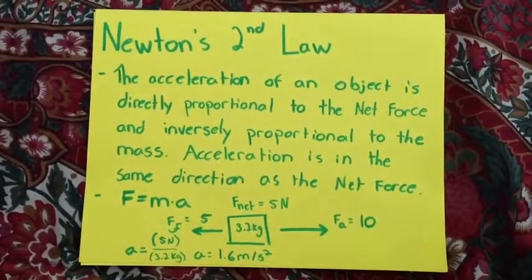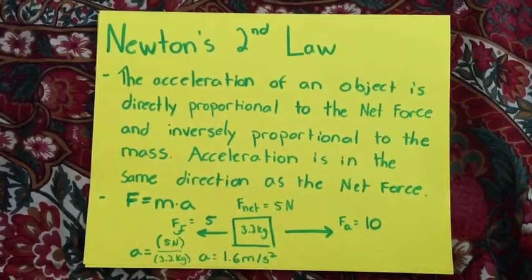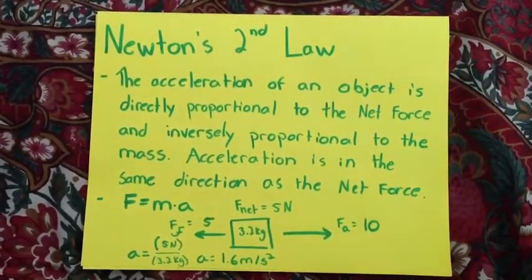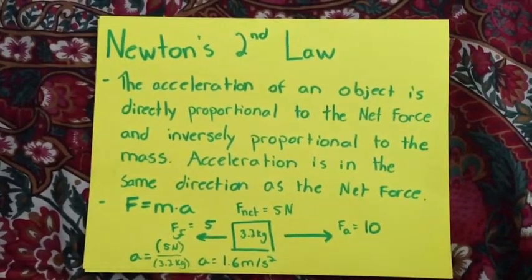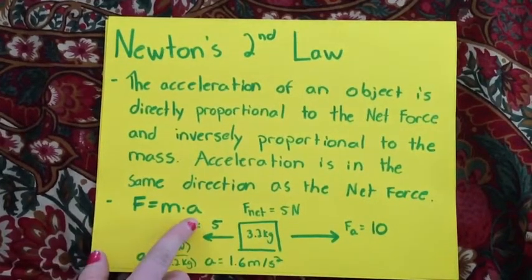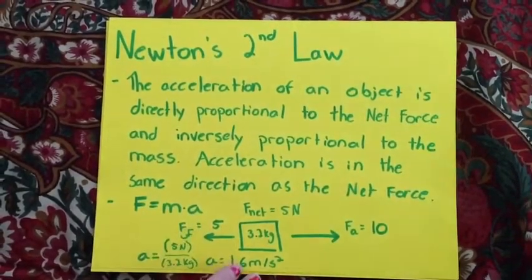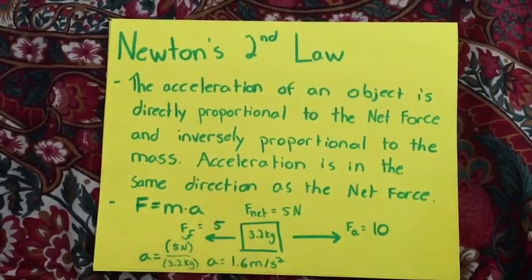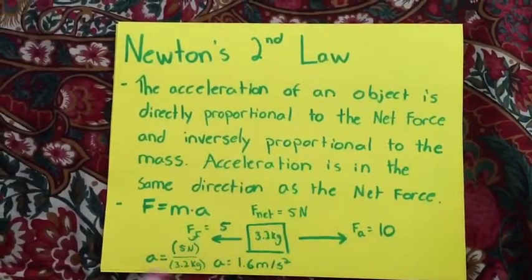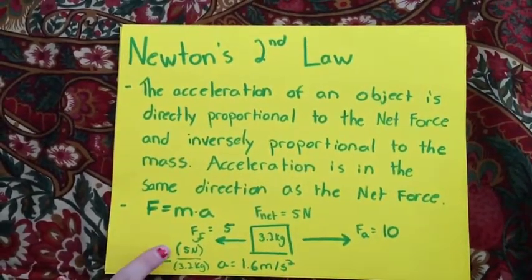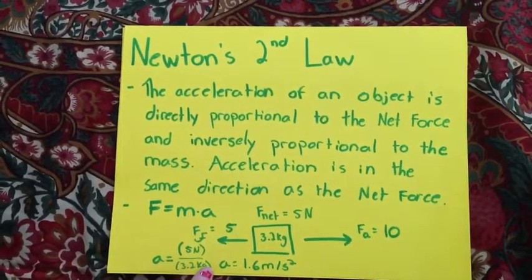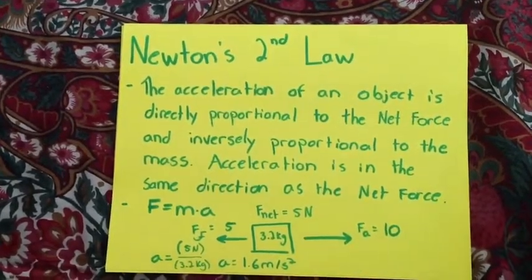Newton's second law. The acceleration of an object is directly proportional to the net force and inversely proportional to the mass. Acceleration is in the same direction as the net force. This is shown by the equation force equals mass times acceleration. In this example, the force of friction is 5 and the applied force is 10, which means the net force is 5 newtons. The acceleration will be the net force, 5 newtons, divided by the mass, 3.2 kilograms, which makes the acceleration 1.6 meters per second squared.